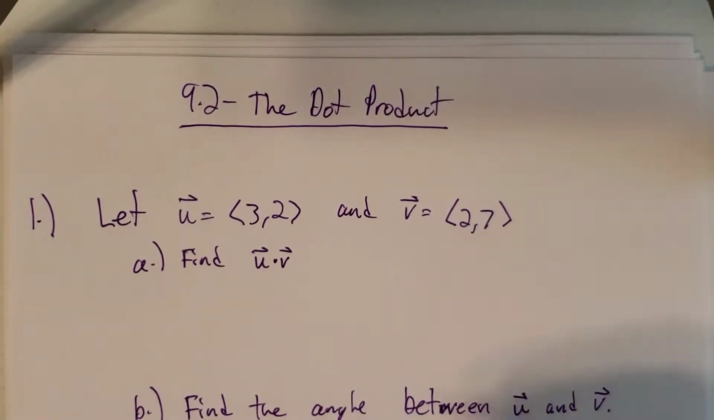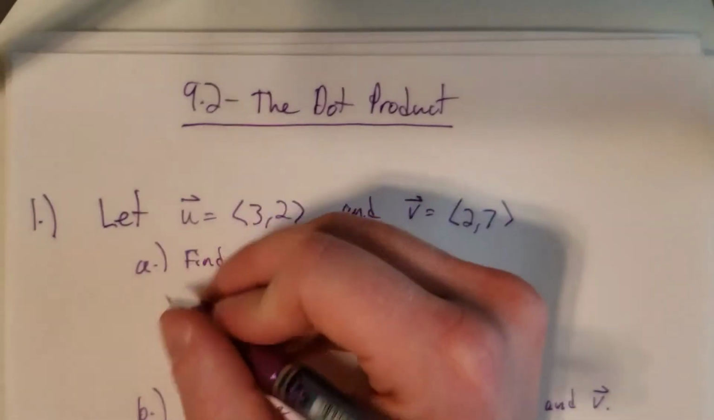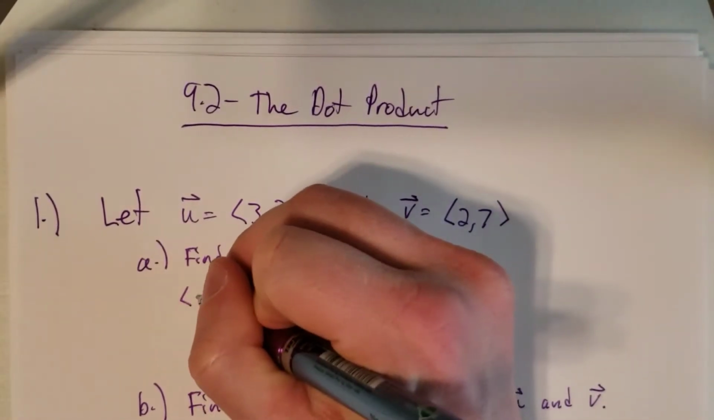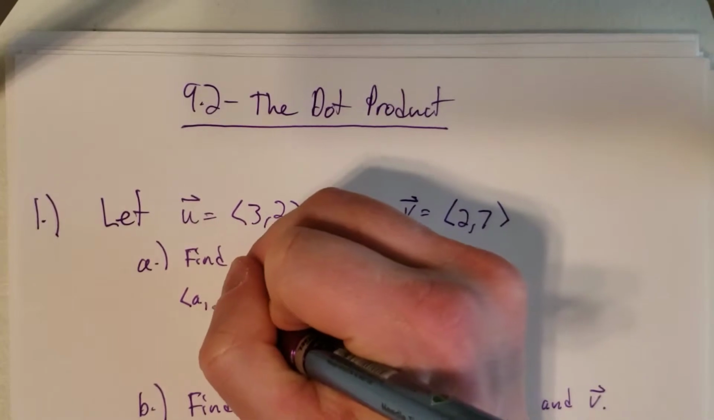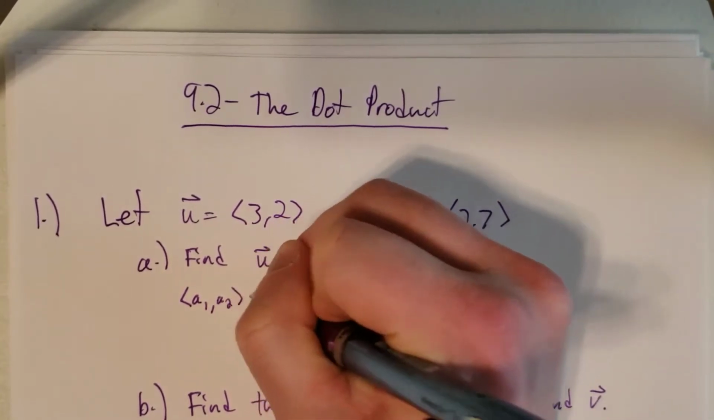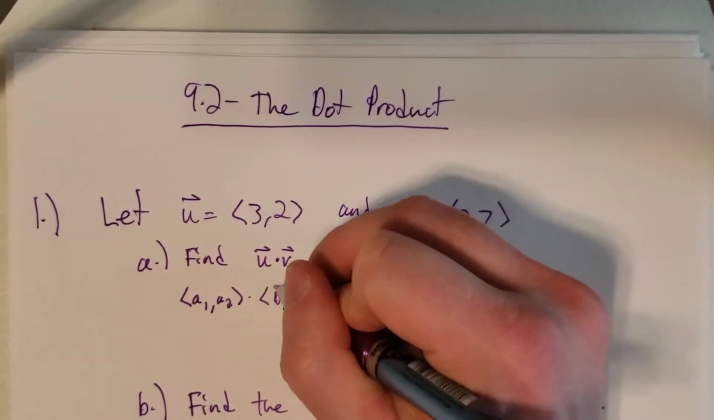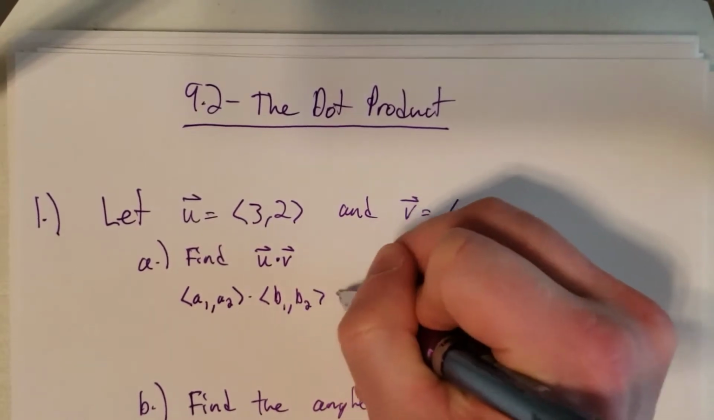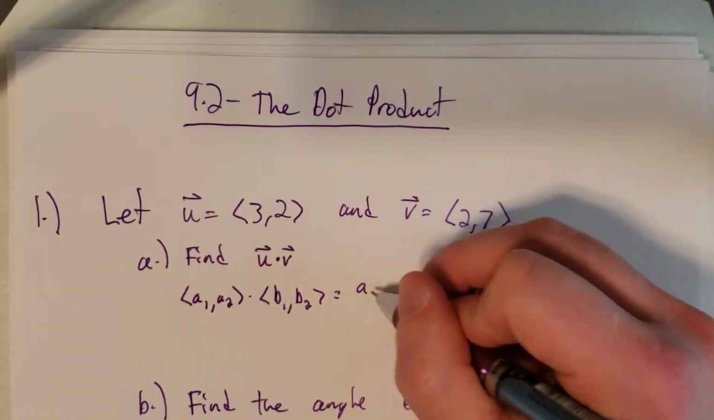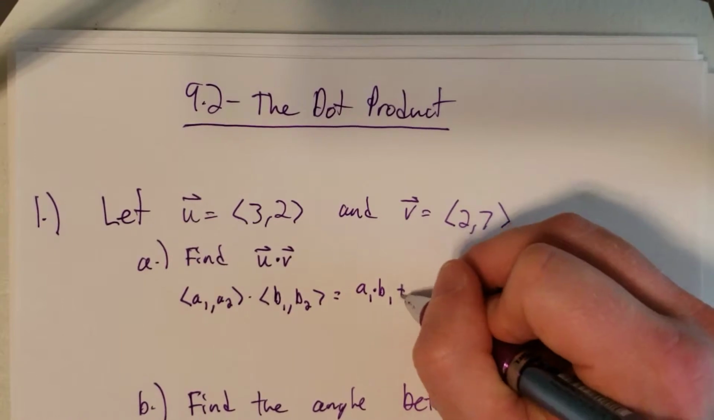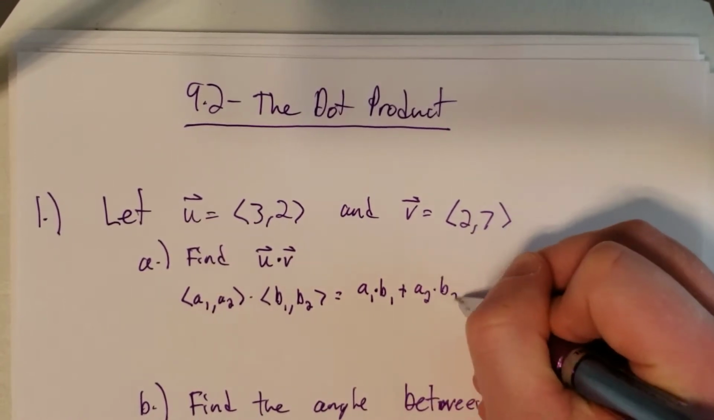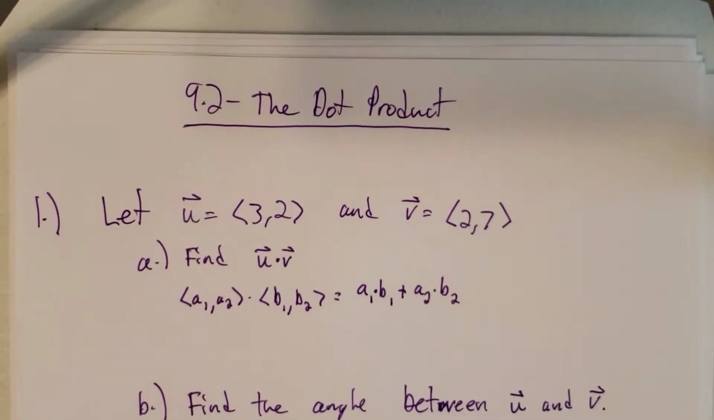Well, what is the dot product? If we have a vector a1, a2, and we dot this with b1, b2, the dot product is just a1 times b1 plus a2 times b2. And that's, of course, in your book.